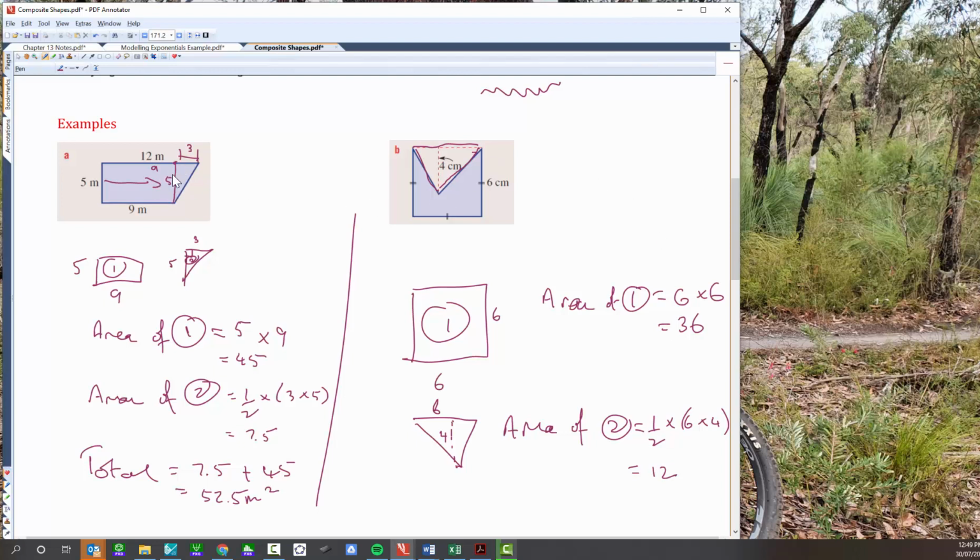Okay, last time around what we did was added them, because this bit here had been added onto this bit. But what happens in this situation is that this bit here is actually removed from the total area of the big square. So what we're going to say is total area equals the big square, take away the triangle, and that's going to be 16, 14. Let's check our unit, centimeters squared.